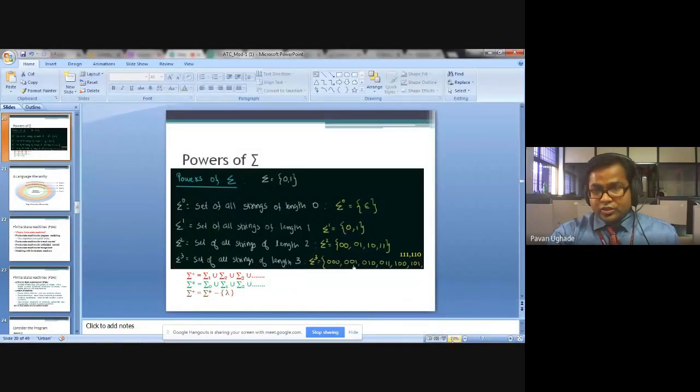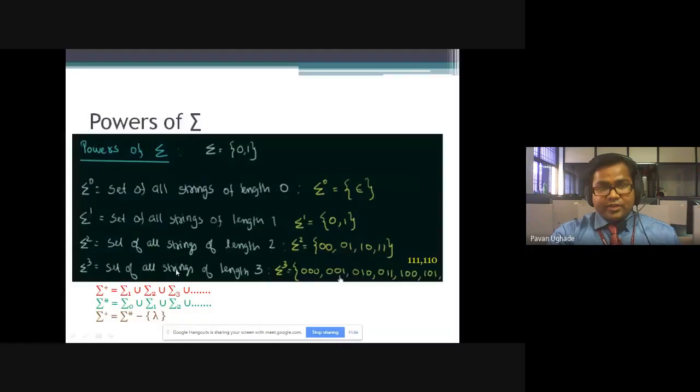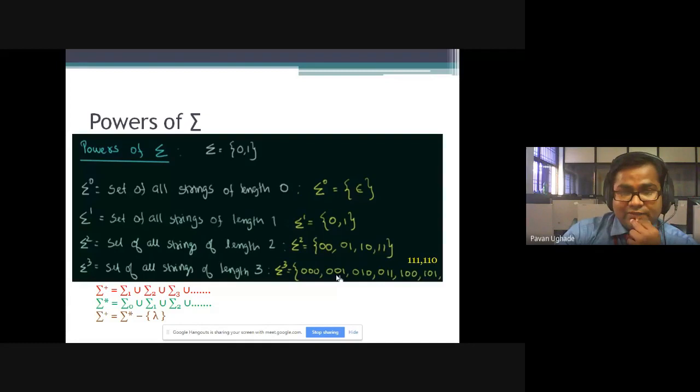Okay. So here, in the same way, guys, the set of all strings of length 3, sigma power 3, what will be the possible strings over here with the length 3? These are 000, 001, 010, 011, 100, 101, and triple 1 and 110.